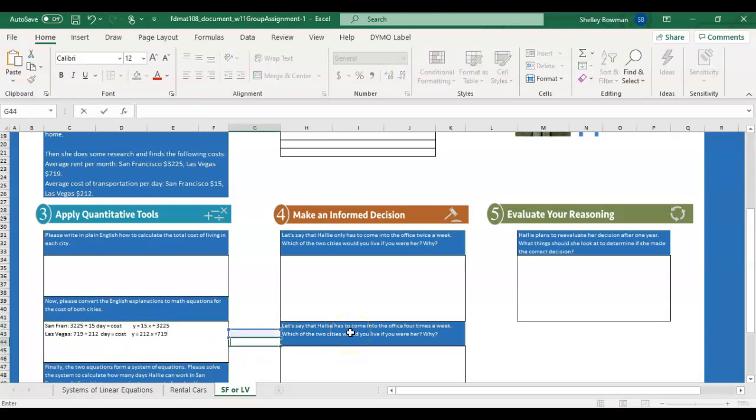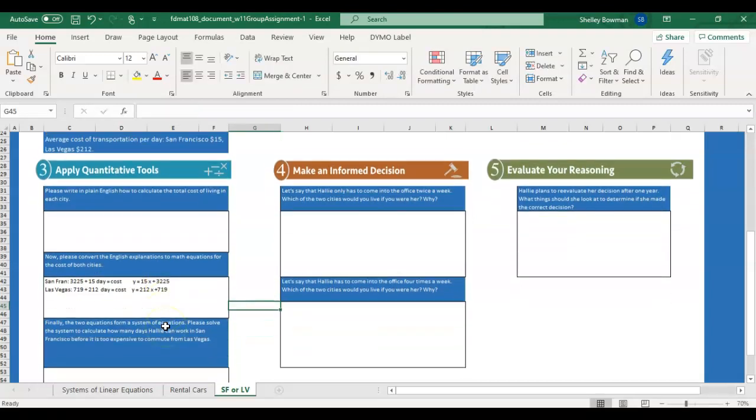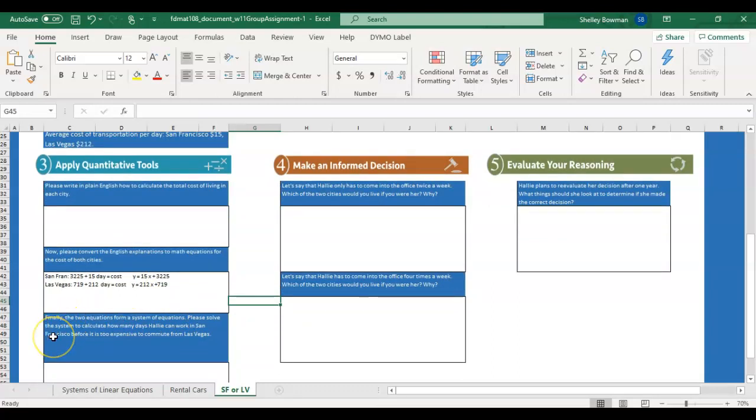The two equations form a system of equations, and we want to solve that system to calculate how many days Hallie can work in San Francisco before it's too expensive to commute from Las Vegas.